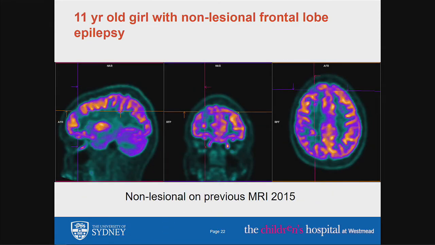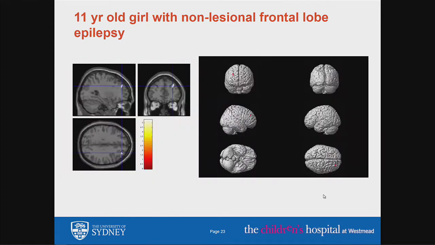This is the last case in this set, 11-year-old girl with non-lesional frontal lobe epilepsy. The FDG scan was performed in the interictal state, and there's a little punched out area of hypometabolism in the right frontal lobe anteriorly. Previous MRs really showed non-specific findings. This is slightly more subtle than the other examples.